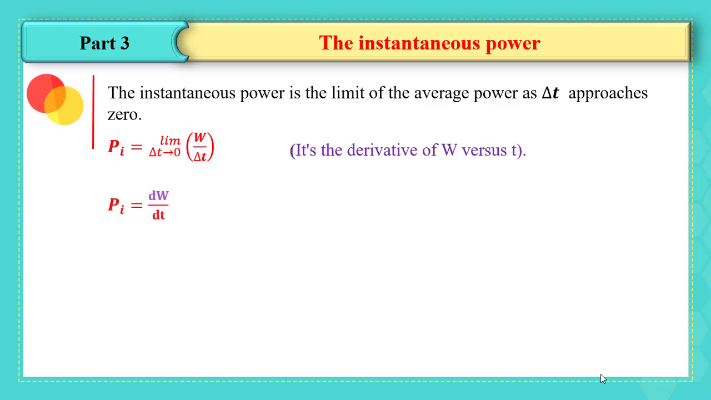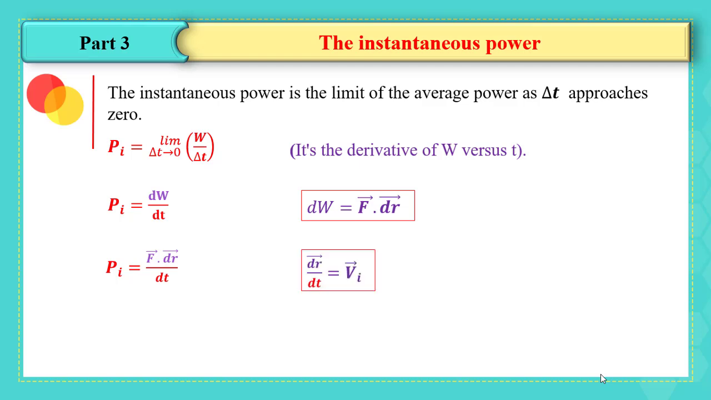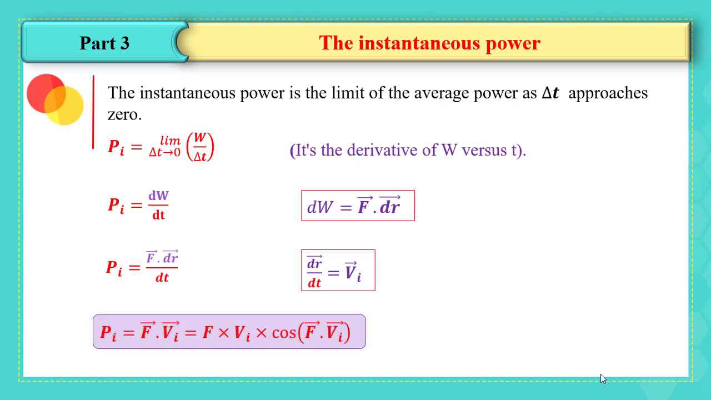We can write dW equals F vector dot product with dr vector, where dr vector represents the displacement. The power is then written as F vector dot dr vector over dt. We know from the last chapter that dr vector over dt equals the instantaneous velocity. Then the power can be written as F vector dot v instantaneous vector, which is finally represented as F times v instantaneous times cosine of the angle between F and v.